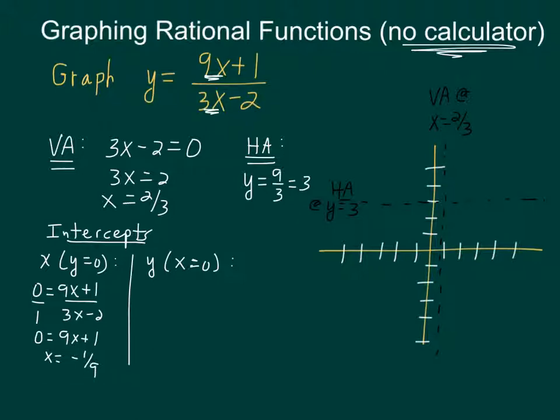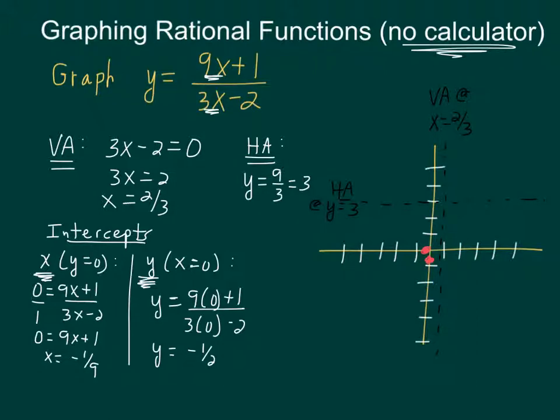So at negative 1 over 9, just a smidgen to the left of the origin, we know it's going to pass through that point. And now let's find our y-intercept. The y-intercept occurs when x is 0. So I'm going to plug a 0 in where I see an x, and that is going to give me negative 1/2 for the y-intercept. So negative 1/2 for the y-intercept would be down there.